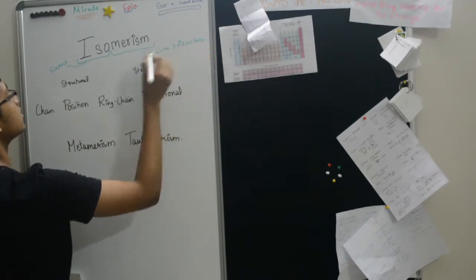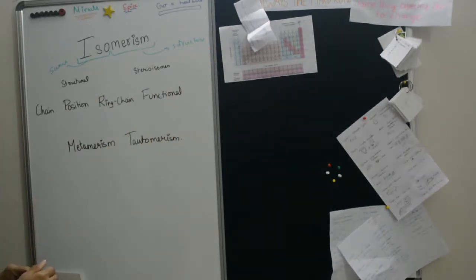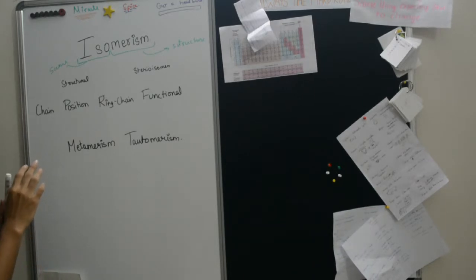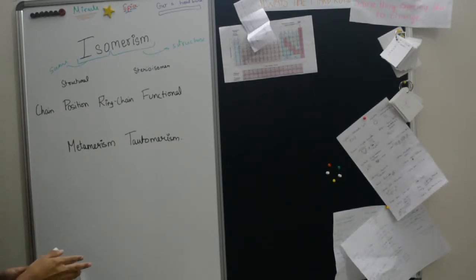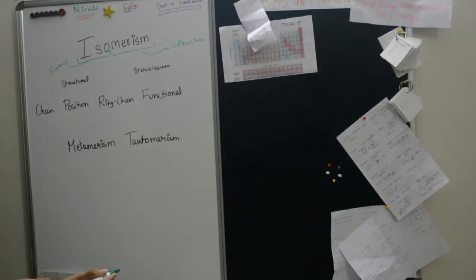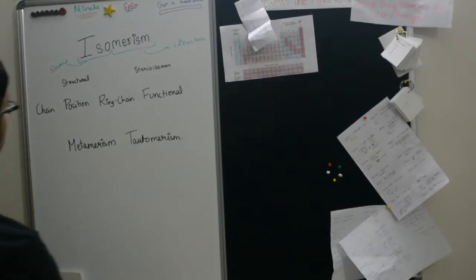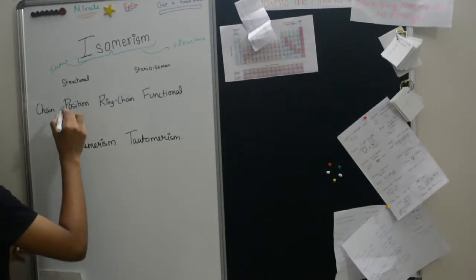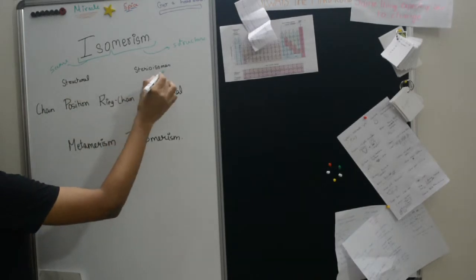And the name itself should suggest that they are compounds which have the same structure, or there is a little bit of change in between those structures. Now, isomers are initially divided into two types. First, there are the structural isomers, and then there are the stereoisomers.